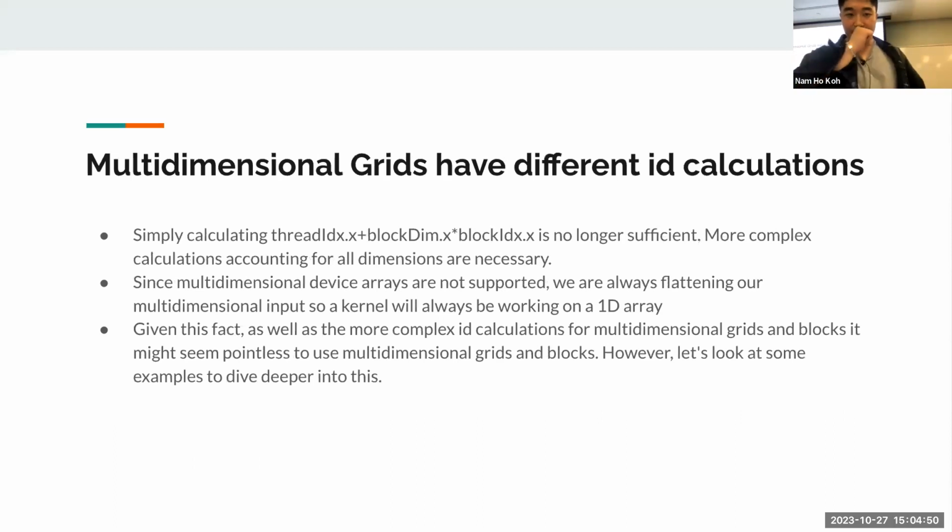Cool. So now, in a multi-dimensional grid, you'll be using a different set of calculations because we can't use the calculations that we had before, as it only goes through the X direction. And we always deal with flat arrays. So why do we even need 2D blocks? Why do we even care about 2D blocks? 2D blocks actually offer us more complex conditional statements, as you can see.